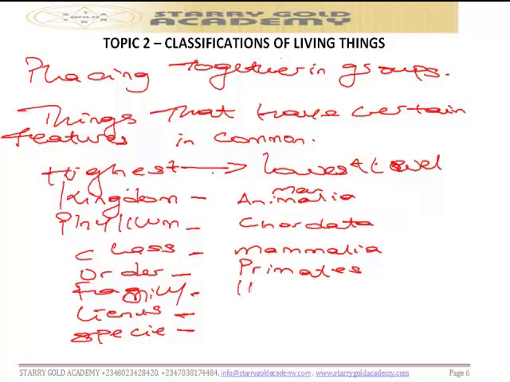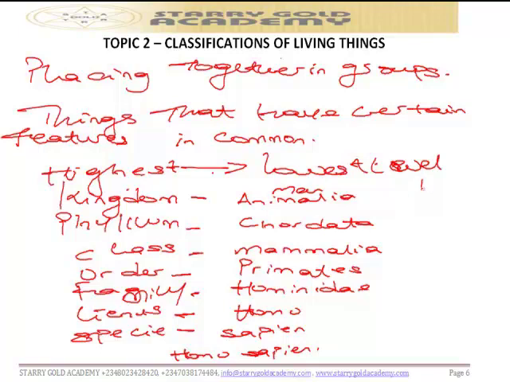So family, Hominidae. Then genus Homo, and species sapien. So that's why we refer to man as Homo sapien. Alright? So that's why we refer to man as Homo sapien.